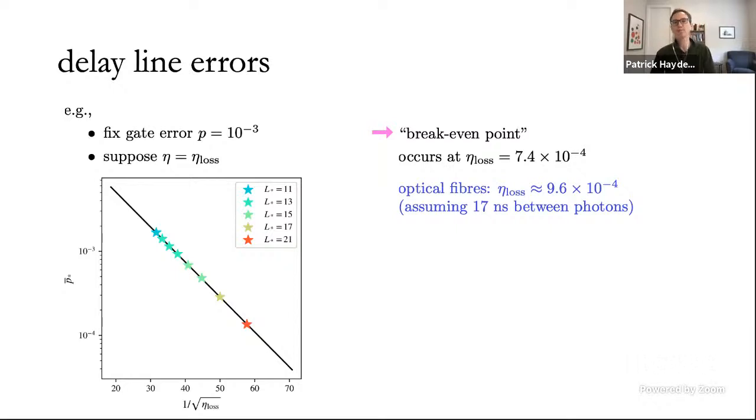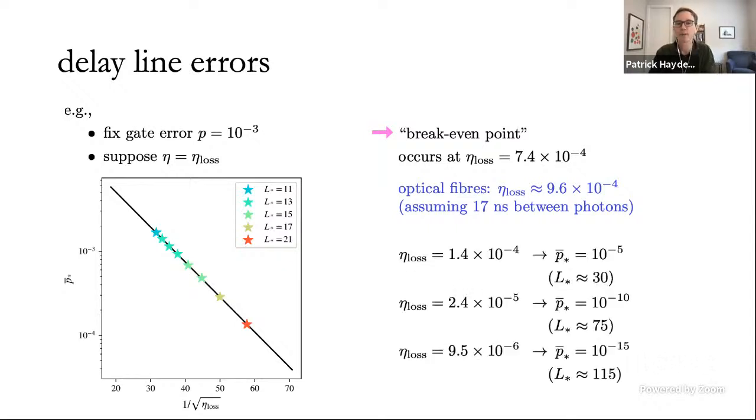And again, for optical fiber, if we had a delay of 17 nanoseconds between photons, the loss rate is in the same vicinity, about 9.6 times 10 to the minus 4. So we're not quite at the point where this would be useful if we were actually implementing this with optical fiber, but we're not so far off. And of course, optical fiber has been optimized relentlessly for commercial reasons, so we don't expect to have massive improvements in the quality of optical fiber soon.